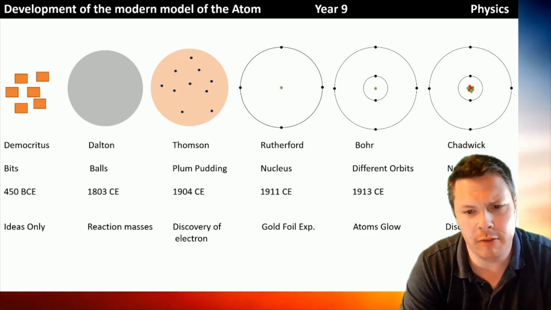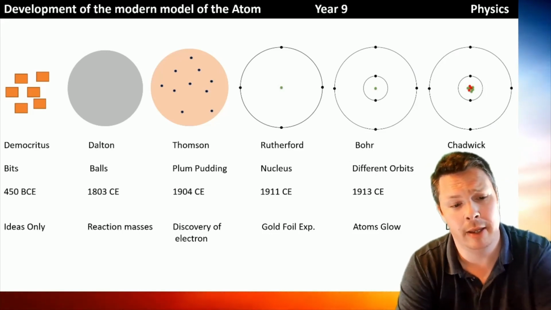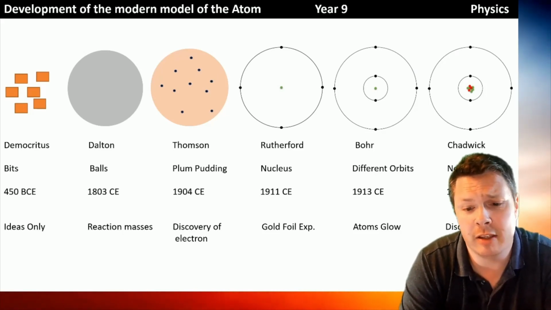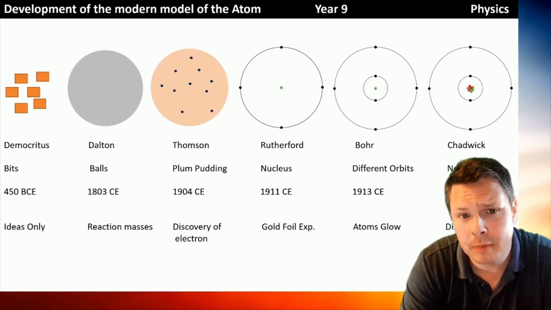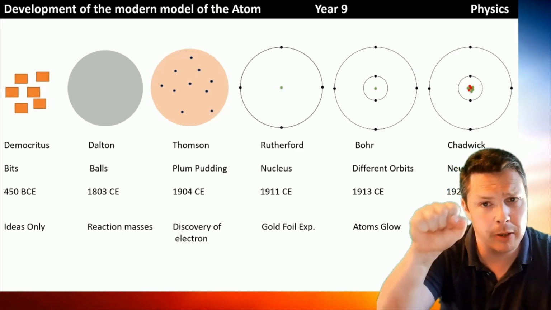The dates on there are not important, but it does give you an idea of the timeline here. What is most important for you is understanding the gold foil experiment, understanding the difference between the nuclear model and the plum pudding model.